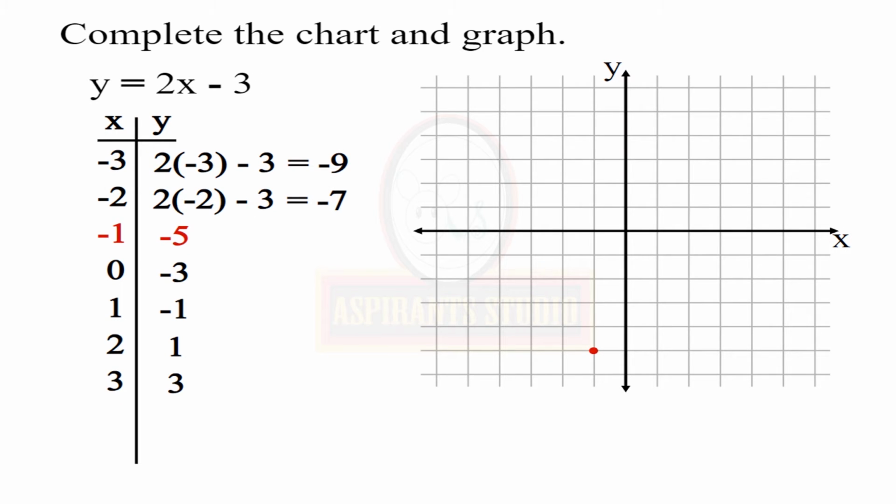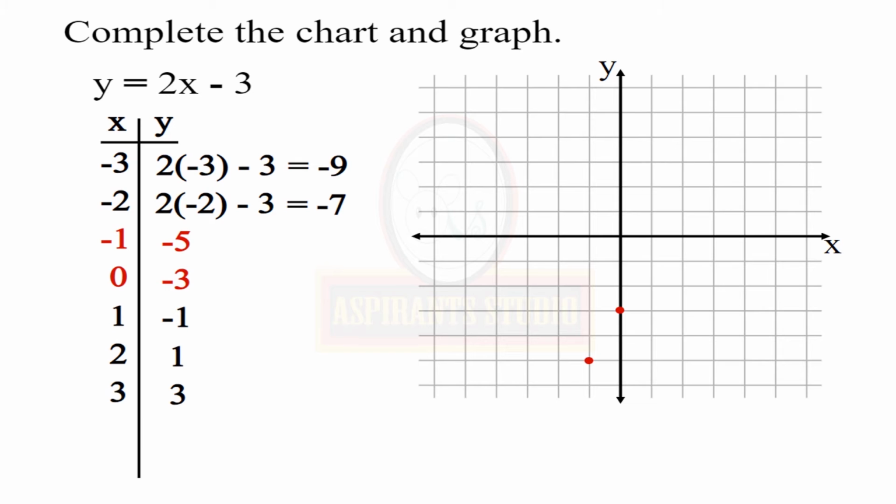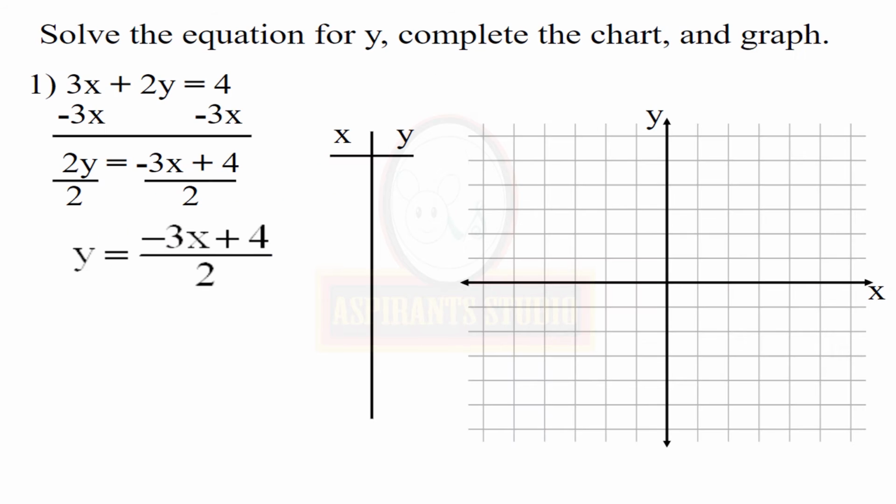Now, let us plot the point. So now you can see a red dot plotted on the graph. X coordinate is minus 1 and y coordinate is minus 5. At the time the point is here. When x is taking 0 and y coordinate is minus 3, then the point is shown now. Now solve the equation for y, complete the chart and the graph.